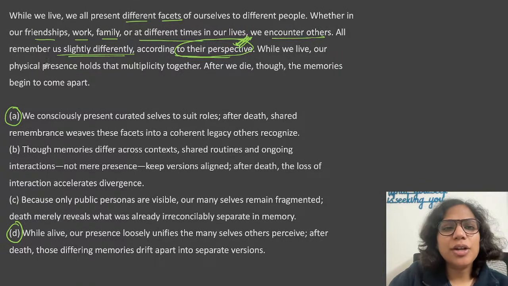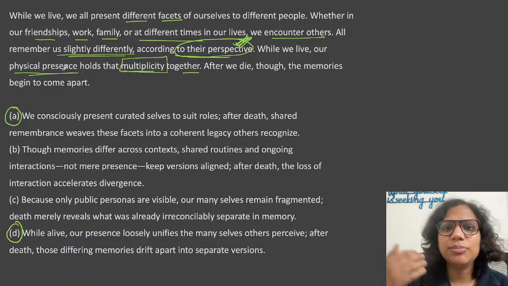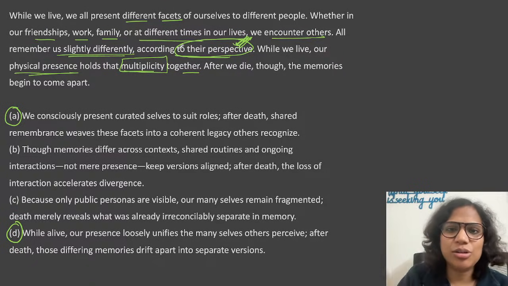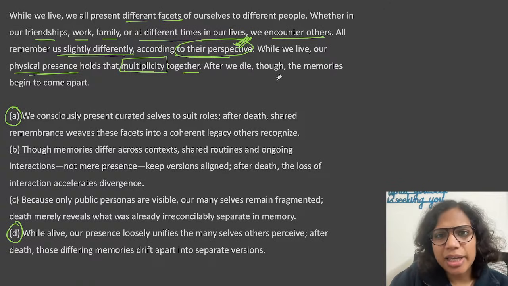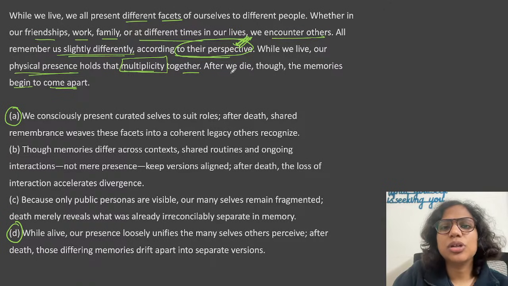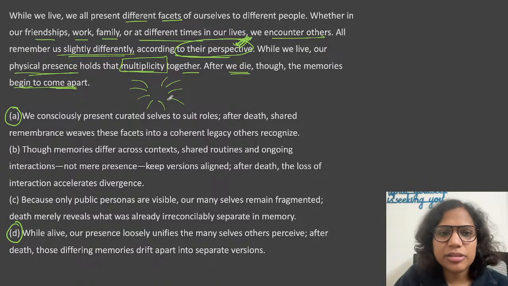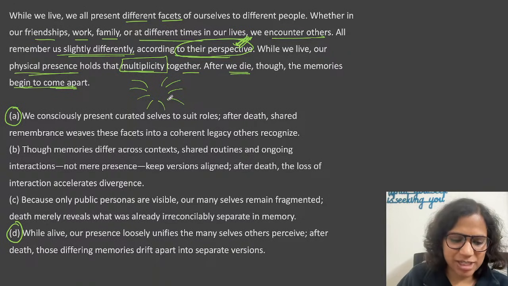While we live, our physical presence holds that multiplicity together. जब तक हम जिंदा होते हैं तो ये हमारी जो फिजिकल प्रेजेंस होते हैं, क्योंकि हम प्रेजेंट होते हैं, तो ये जो मल्टीपल पर्सपेक्टिव्स हैं हमारे बारे में, they are held together. After we die, the memories begin to come apart. ठीक है. So once we die, the memories begin to come apart. हमारी जो मेमोरीज हैं probably they become more fragmented, probably there is no coherent narrative as to who we are, how we were. ठीक है. That is what has been said.